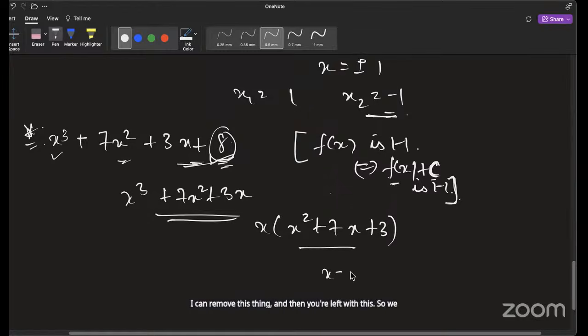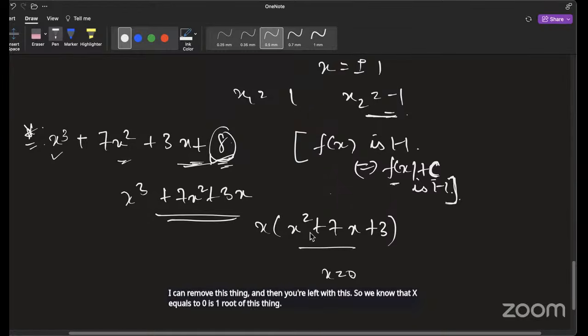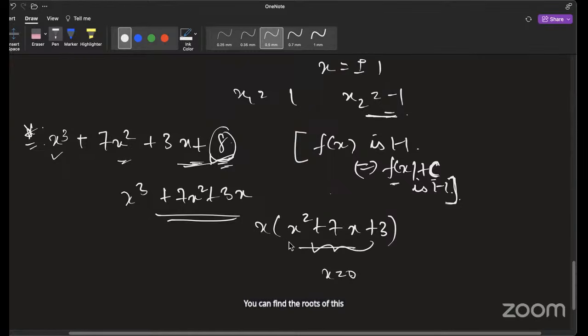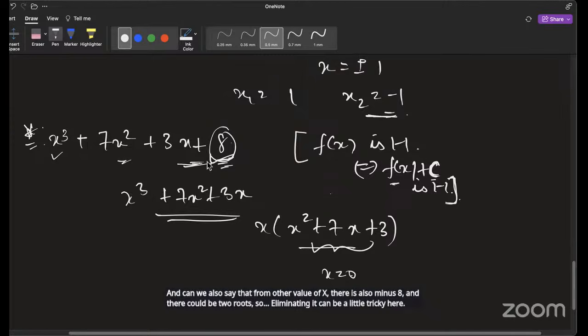So we know that x equals 0 is one root of this thing. Ma'am, there is one thing when you remove 8. Suppose from x cube plus 7x square plus 3x minus 8 is coming, and there is one root. We can say that it is becoming 0. And can we also say that from another value of x there is also minus 8, and there could be two roots? So eliminating 8 can be a little tricky here because it can give a value not on two sides.